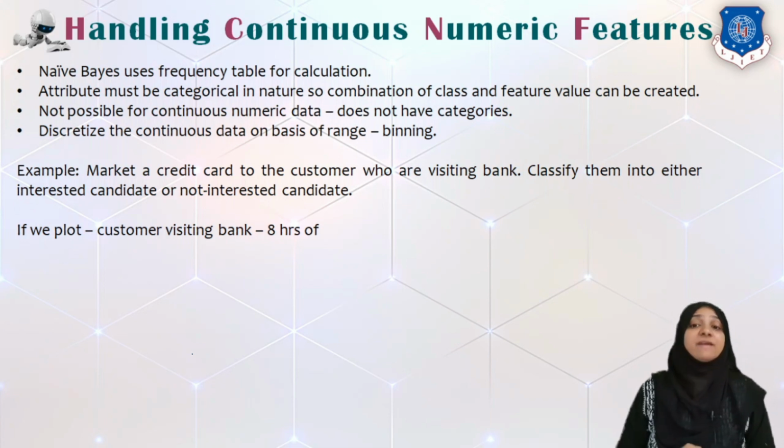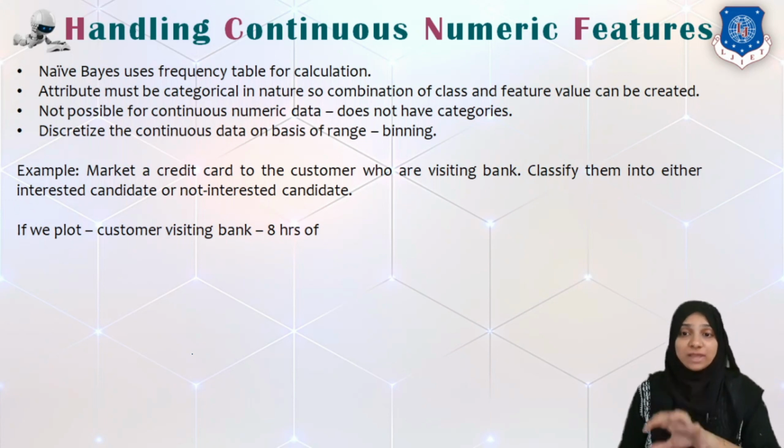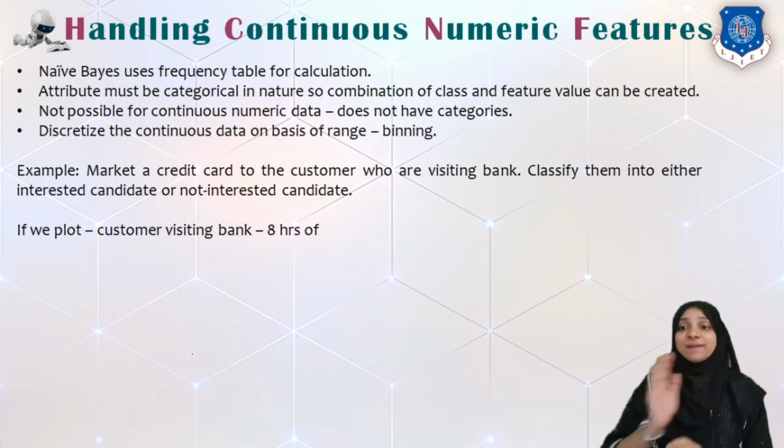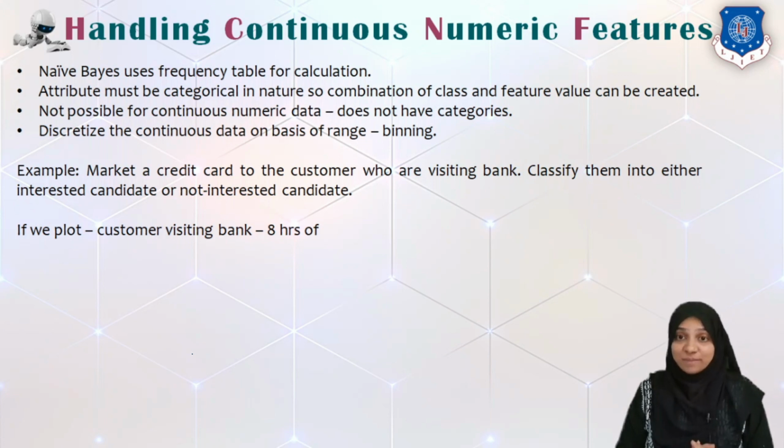So what will happen if attributes are not categorical or discrete? That means they contain real values. We first must discretize, that is, convert from continuous or real type to category type. This process can be done with the help of the binning method. Remember, we discussed this binning method in our unit number 4, where we convert a continuous valued attribute into a discrete valued attribute.